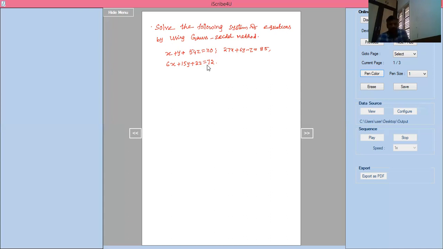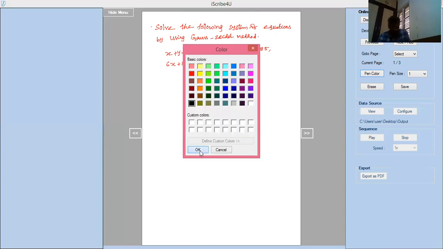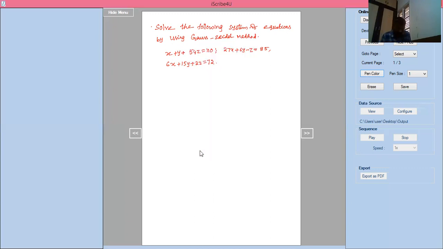We have to check whether the given system of equations is diagonally dominant or not. Already I told how to check. In the first equation, x plus y plus 54z, which coefficient is greater? 54. If you add 1 plus 1, it is 2. 54 is greater than this. Here the z coefficient is greater, so I take this equation as equation number 3. Here we have 27x plus 6y minus z. If you add 6 plus 1, it is 7. Now 27 is greater than 7.